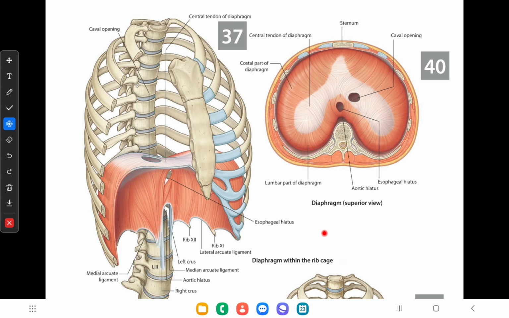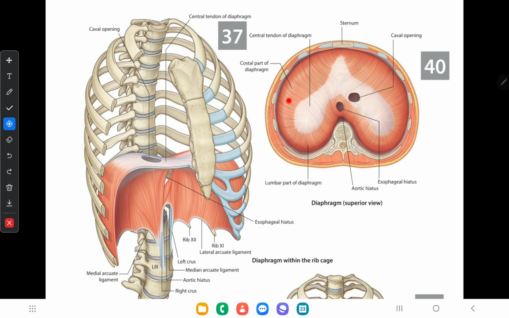The diaphragm is a movable partition between the thoracic and abdominal cavities. You all know this diaphragm separates the thoracic cavity from the abdominal cavity. You can see it is partly muscular and partly tendinous. Here there is a central tendon of the diaphragm. It is C-shaped, and at the periphery you have the muscular part of the diaphragm.